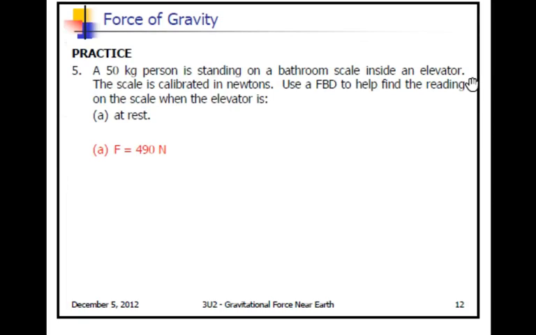Here we have a 50 kilogram person standing on a bathroom scale inside an elevator. The scale is calibrated in newtons. It says draw an FBD to see what their weight would be when they are at rest. So we're going to do a series of questions like this.